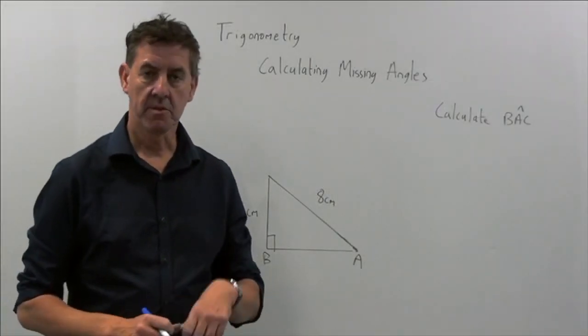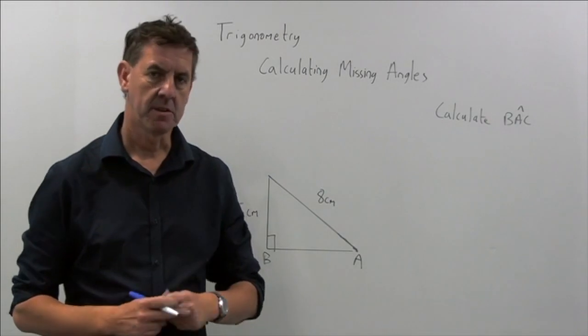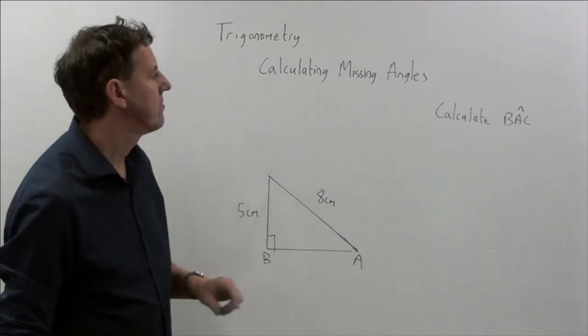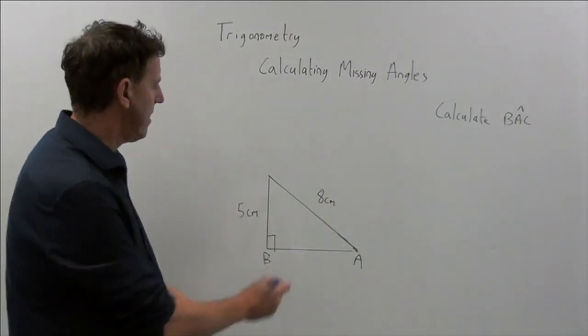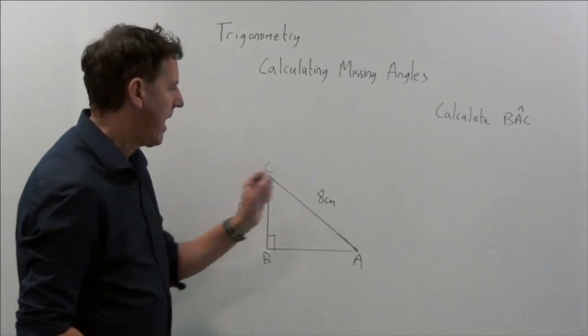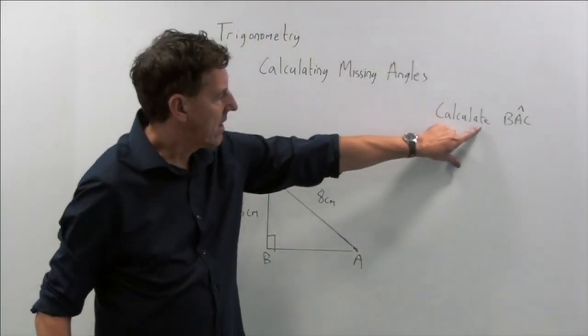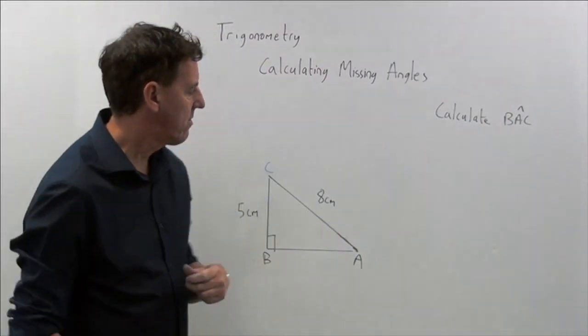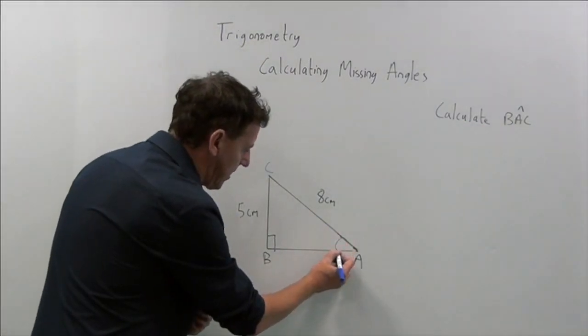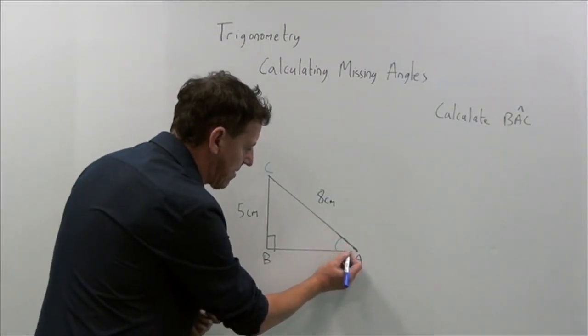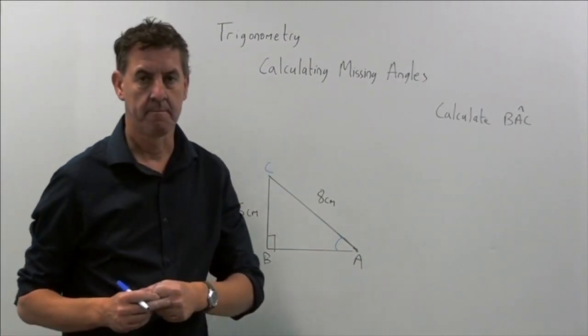What we're going to do now is we've looked at calculating missing sides. What we're going to do now is look at calculating missing angles. So if you look at this triangle here, we've got triangle BAC, and we're asked to calculate the missing angle, which is angle A. So I'm just going to put that in there, and this is the angle that I'm trying to calculate.